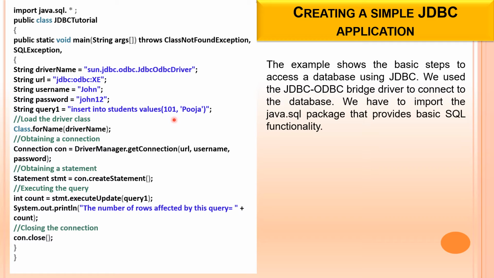If we give a number of queries, the count will be incremented, and the statement con.close will close our connection. So this is a simple JDBC application. This shows how to connect with JDBC using a number of statements: we have to load the driver class, obtain the connection, obtain a statement and execute the query. At the last we have to close the connection.